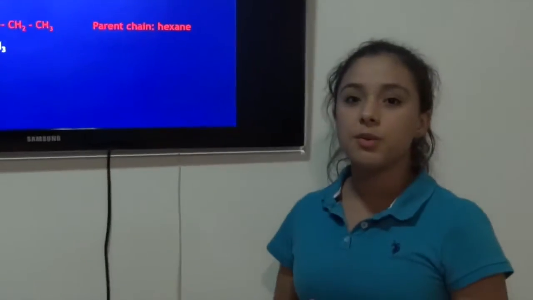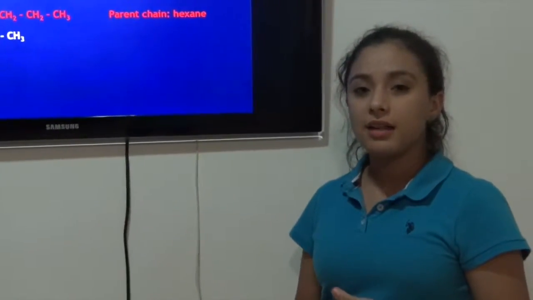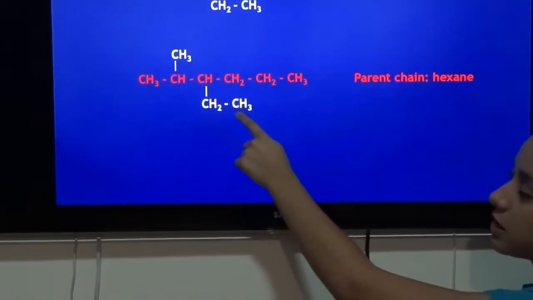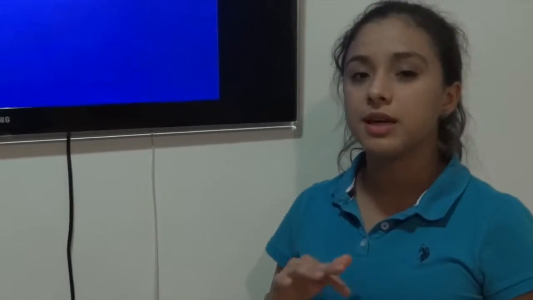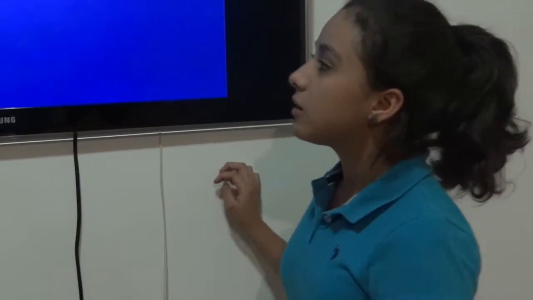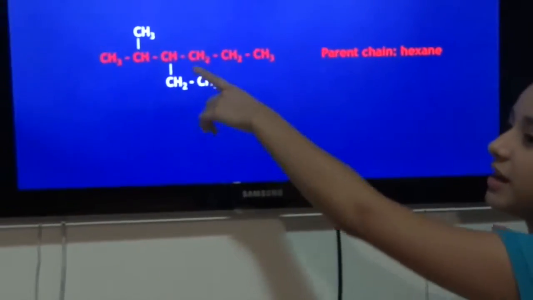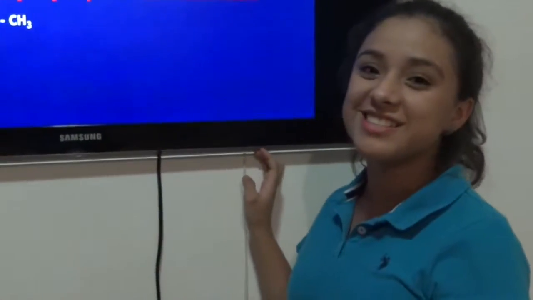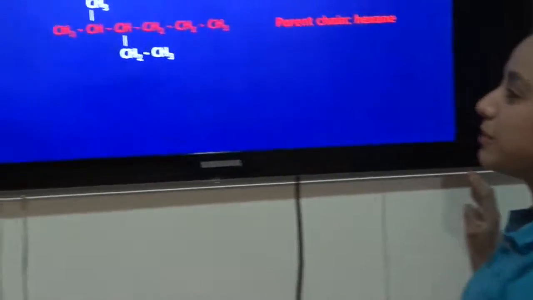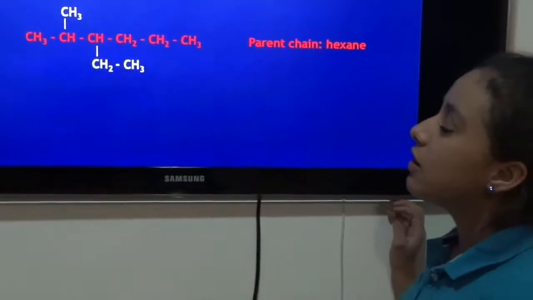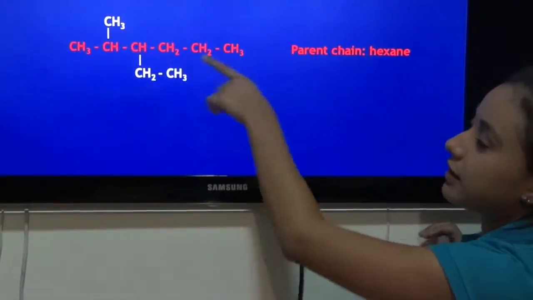Then step number 3 is to name the alkyl groups. This one, because it has 1 carbon, will be a methyl, and this one because it has 2 will be an ethyl. Then, because we don't repeat the alkyl groups, we have to put the entire name in alphabetical order. So we have ethyl that starts with E and methyl that starts with M, so we are going to start with ethyl. It is located in carbon 3. So it will be 3-ethyl, then 2-methyl, and then hexane.